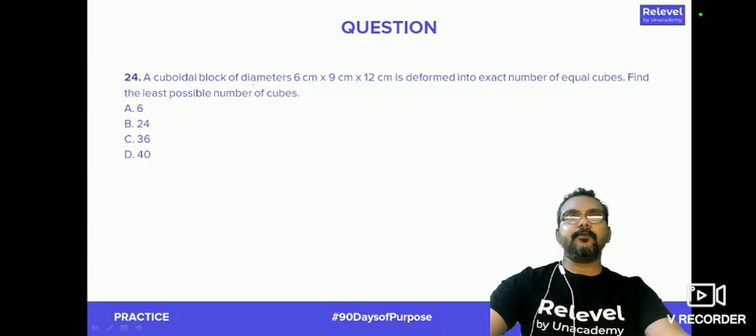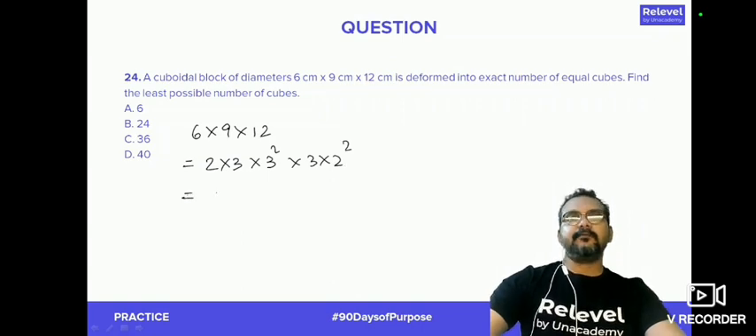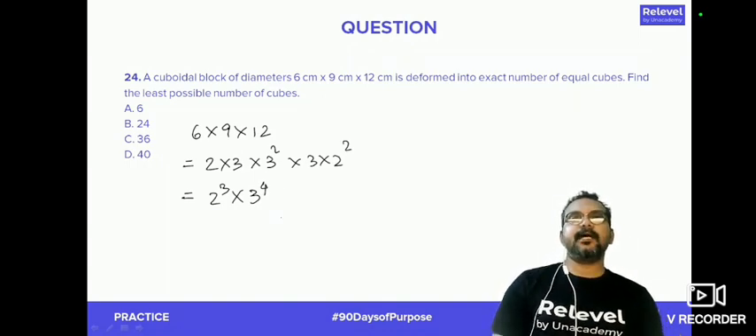A cuboid block of dimensions 6 by 9 by 12 is converted to an exact number of equal cubes. So the volume is 6 times 9 times 12. 6 is 2 times 3, 9 is 3 squared, 12 is 2 squared times 3. So that will come out to be 2 cube times 3 to the power 4.